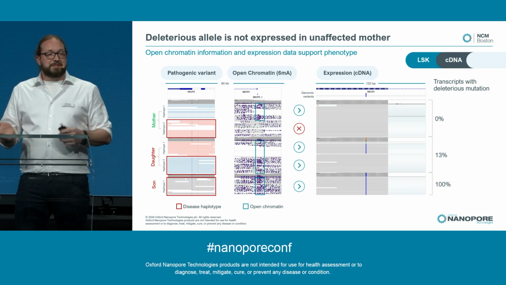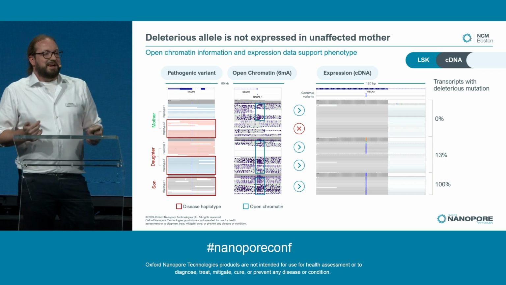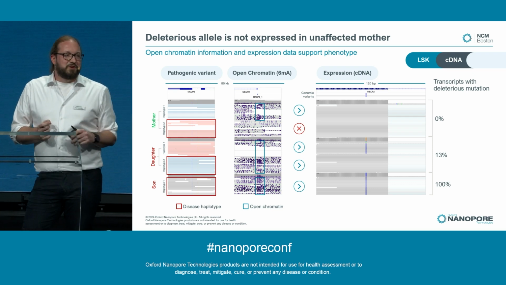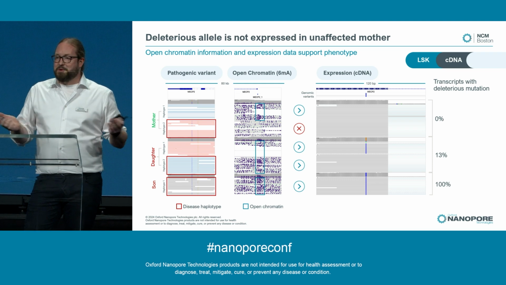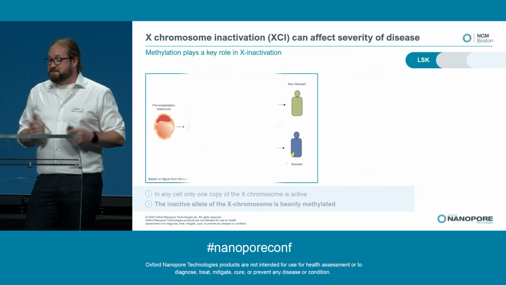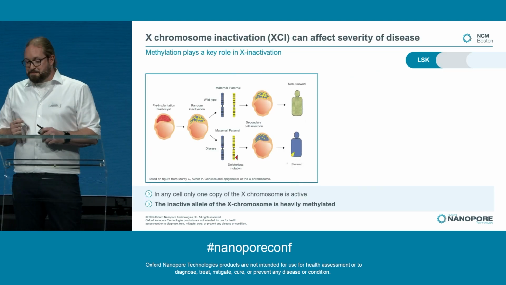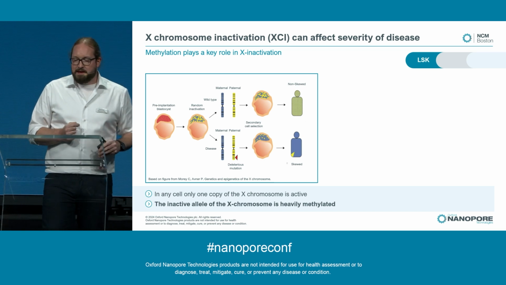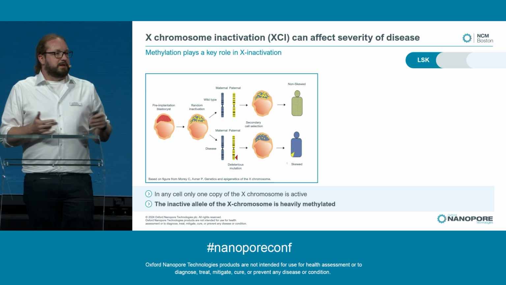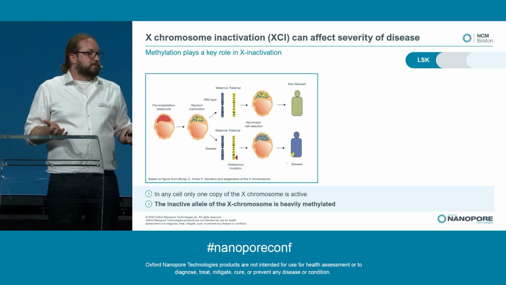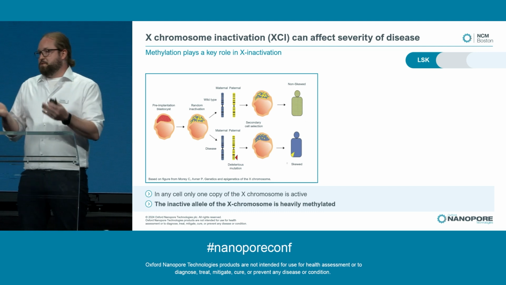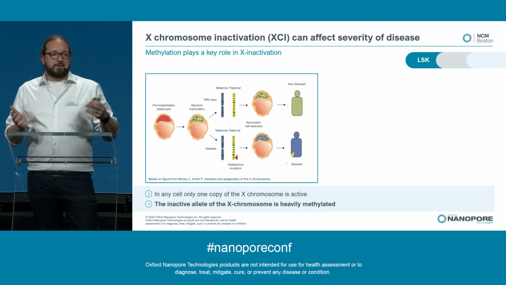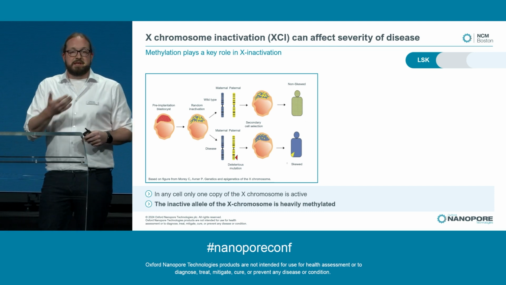But the question is still, what's the mechanism behind that? Basically, everybody who was in the human clinical research session today will know already that the answer is X chromosome inactivation. So in any given cell, only one copy of the X chromosome is expressed. In males, there's only one copy, so that's it. In females, we have two. One needs to be deactivated.